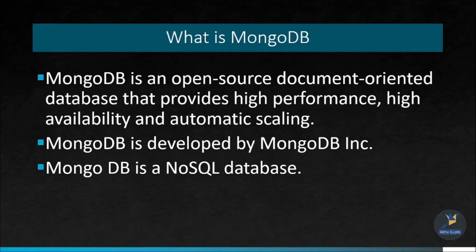What is MongoDB? MongoDB is an open source document-oriented database. It is a NoSQL database. MongoDB is mostly written in C++, Java, and Python. MongoDB uses JSON-like documents with optional schemas, and originally it was developed by 10gen. Now it is looked after by MongoDB Incorporation.